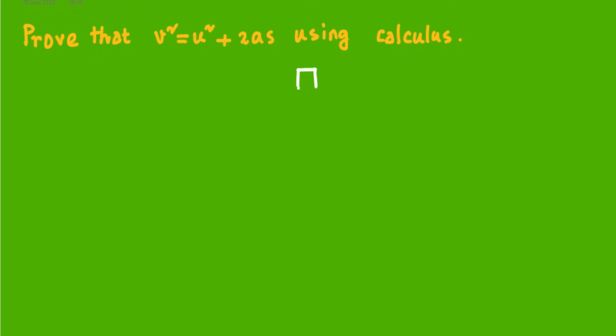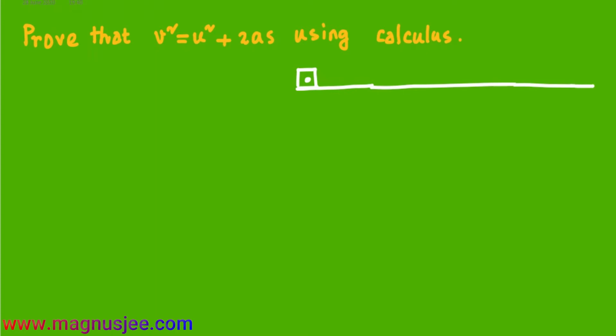We have to prove that v square equals u square plus 2a dot s using the calculus method. And we can draw the diagram. A body moves with an acceleration a. Initially the body was at the point A and it will reach the point D after crossing the two intermediate points B and C.